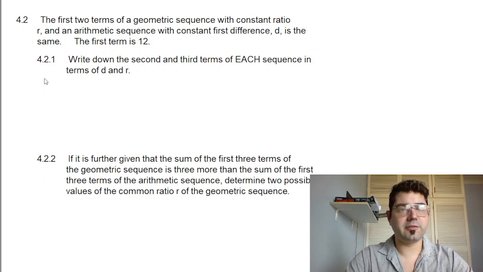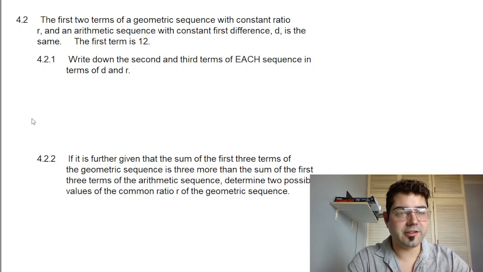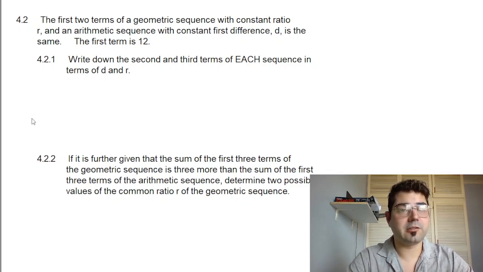This one was also a bit of a tricky one. A lot of my guys battled with this one. The first two terms of a geometric sequence with a constant ratio r and an arithmetic sequence with a constant first difference d are the same. So there's a lot to unpack there.